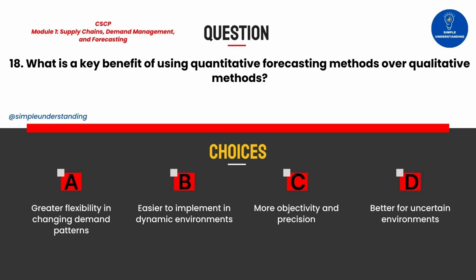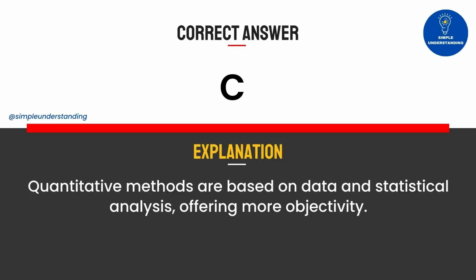18. What is a key benefit of using quantitative forecasting methods over qualitative methods? A. Greater flexibility in changing demand patterns. B. Easier to implement in dynamic environments. C. More objectivity and precision. D. Better for uncertain environments. Correct answer: C. Explanation: quantitative methods are based on data and statistical analysis, offering more objectivity.